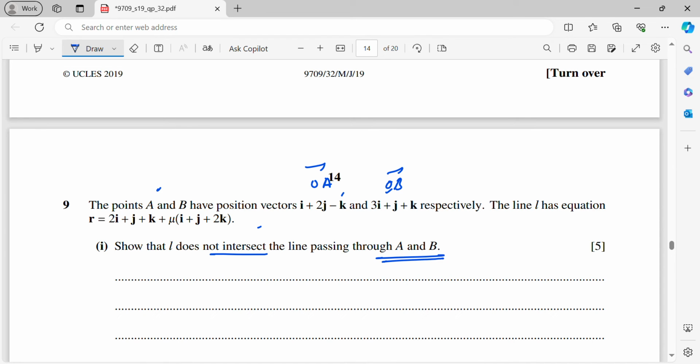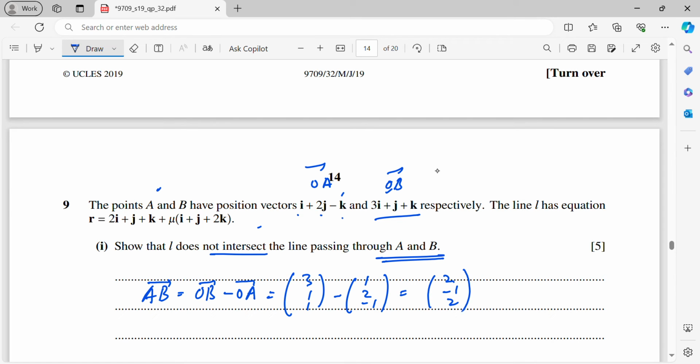Okay, so now, first of all, I need to find out what my direction vector for AB is before I form the line passing through AB. So AB is basically OB minus OA. My OB is (3, 1, 1). My OA is (1, 2, -1). That means you will be getting (2, -1, 2), when you open the brackets.